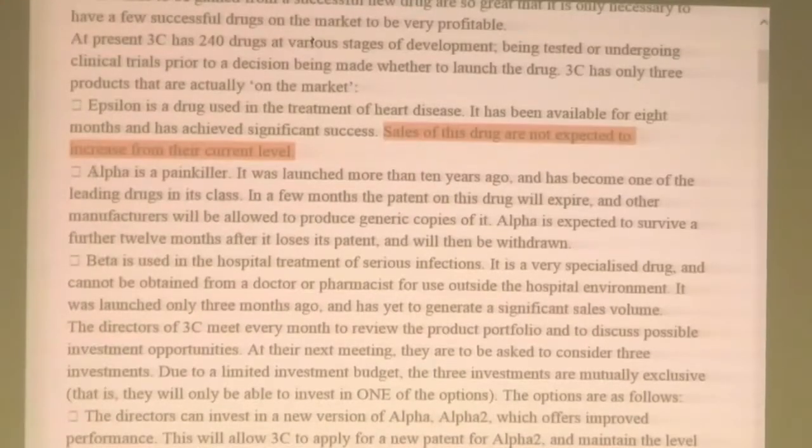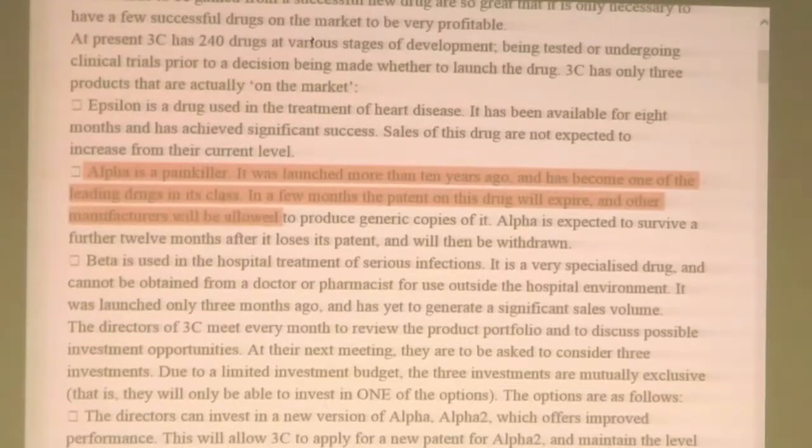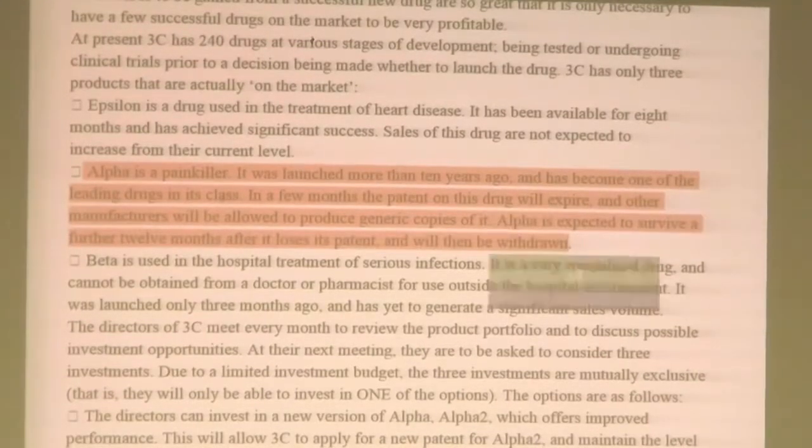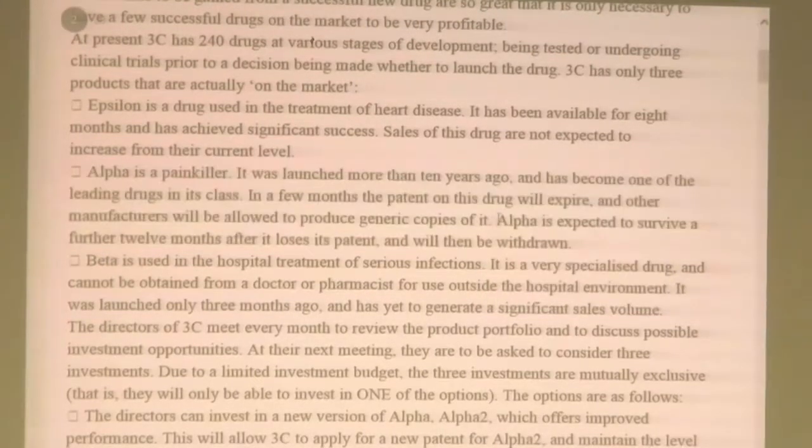Now if you look at alpha, this is what they say for alpha. Alpha is a painkiller. It was launched more than 10 years ago and has become one of the leading drugs in its class. In a few months, the patent of this drug will expire and other manufacturers will be allowed to produce generic copies. Alpha is expected to survive only 12 months. That is the point. And then it will be withdrawn.